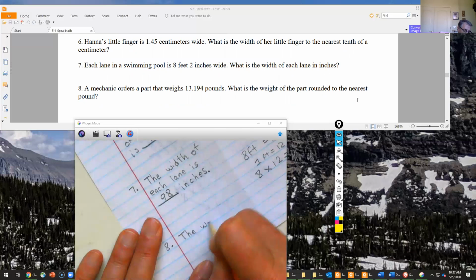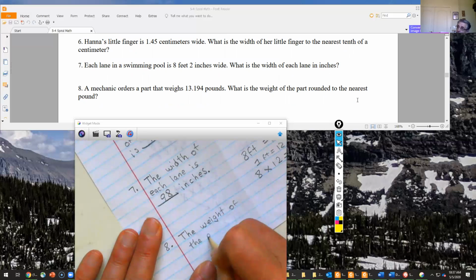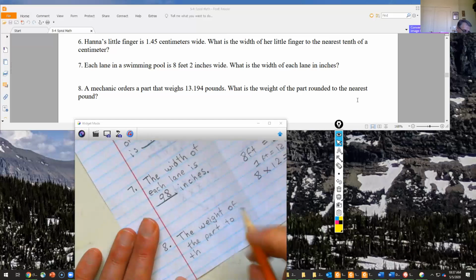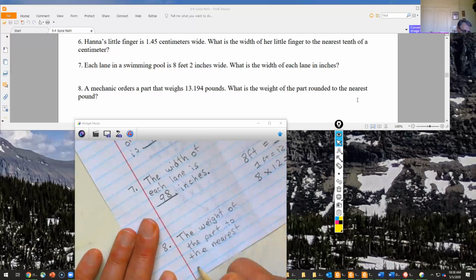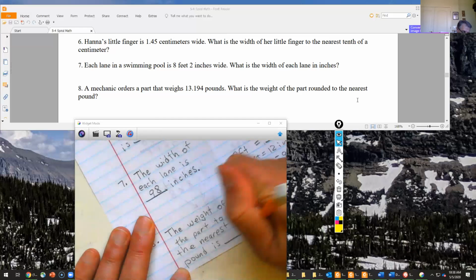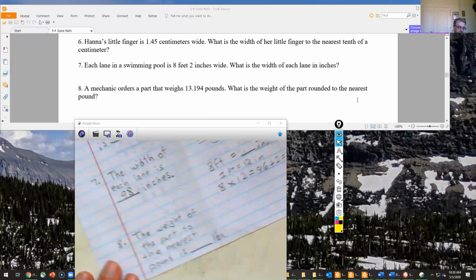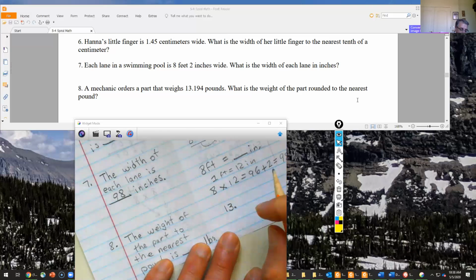The weight of the part to the nearest pound is, and I'll go ahead and put here pounds or LBS as my abbreviation right here, blank pounds. Let me go and take a look at the pounds that I have in the story. It says I have 13 and 194 thousandths pounds.